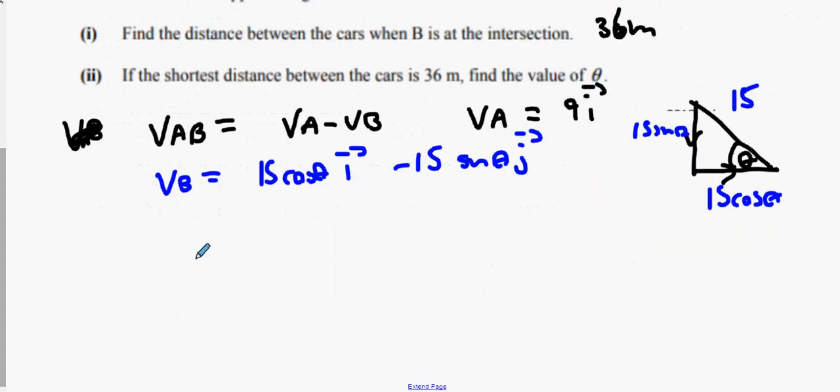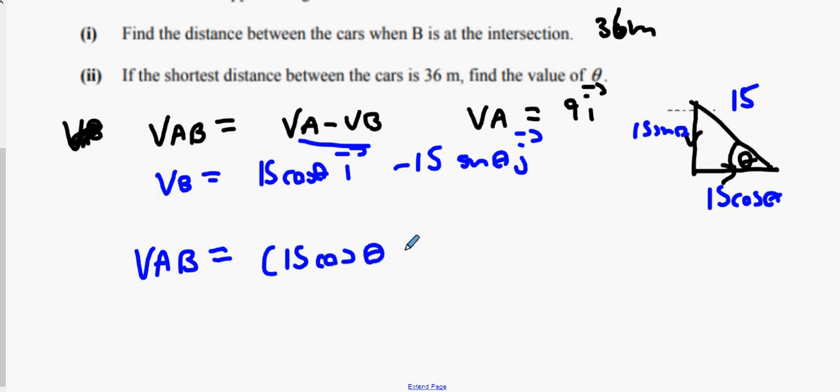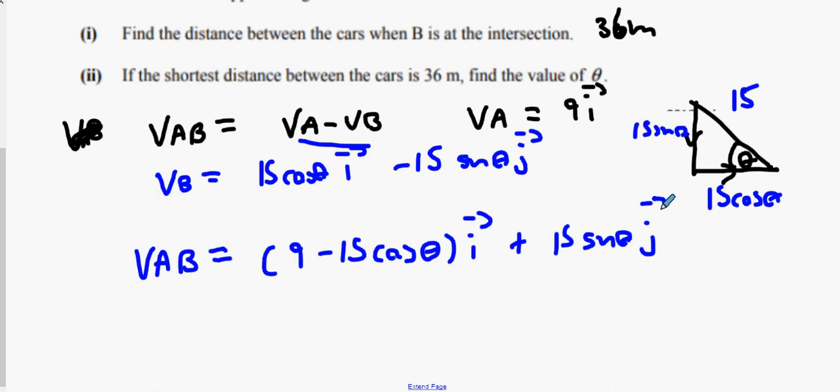Alright. Now velocity of A relative to B is phi A minus phi B. So it's going to be 9 minus 15 cos theta I, and 15 sine theta J. We all good? If you actually wrote that down, you're entitled to another 10 marks, so you're on 20 out of 25.